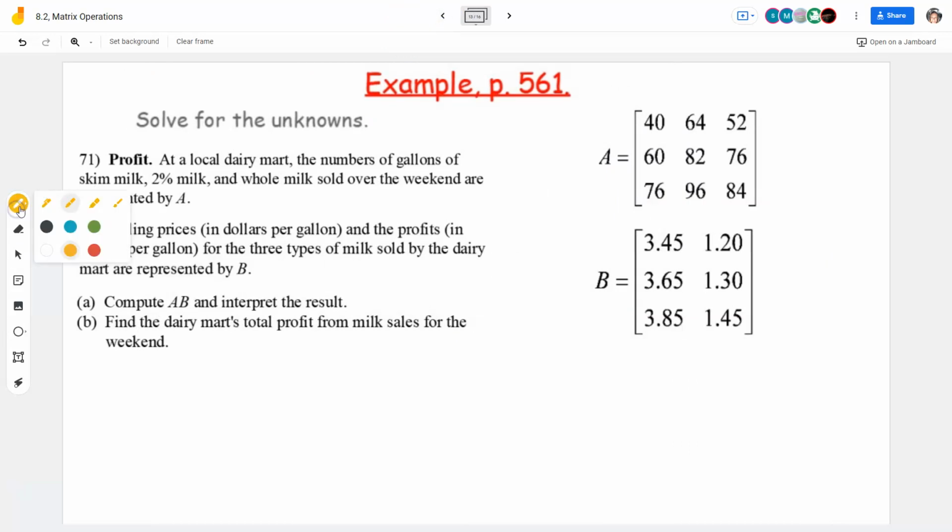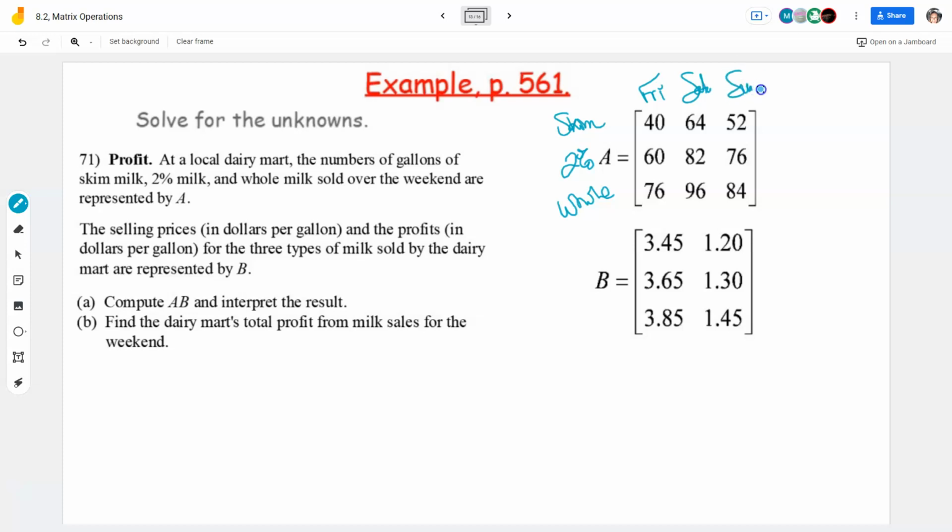And last but not least, I'm not going to solve it, but I will go ahead and label stuff like we did earlier today. The example of skim, 2%, whole. Except they talk about business weekend, which would be Friday, Saturday, Sunday. And then they talk about Friday, Saturday, Sunday, Monday, the selling prices. Monday's not the weekend, not usually.